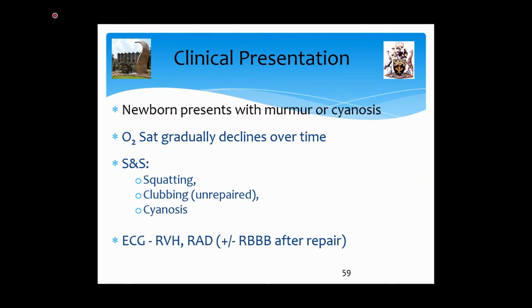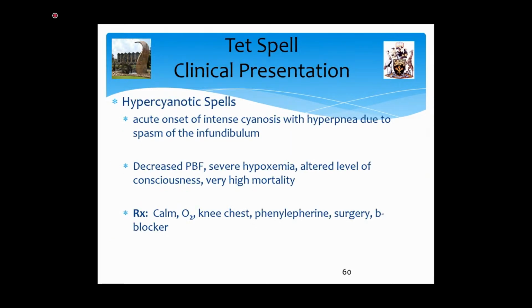That's why they squat. ECG findings will be right ventricular hypertrophy. You might have right axis deviation. Some of them are associated with right bundle branch block even before repair, and most times after repair as well. Chest X-ray is a boot-shaped heart that you've been told about many times, with reduced blood flow to the lungs. I've told you briefly about the TET spell, clinical presentation.